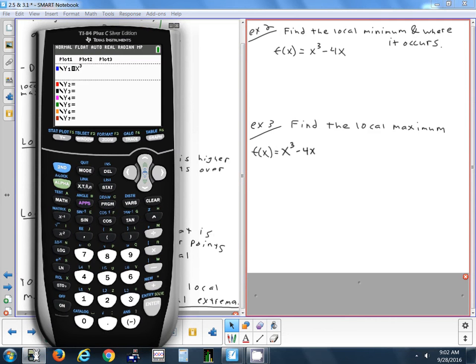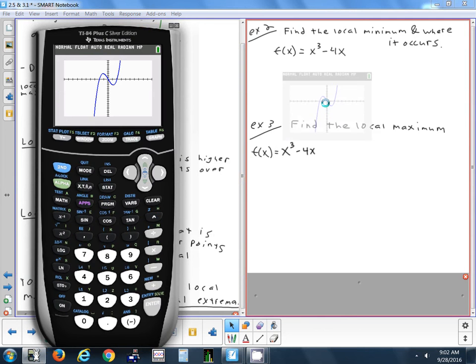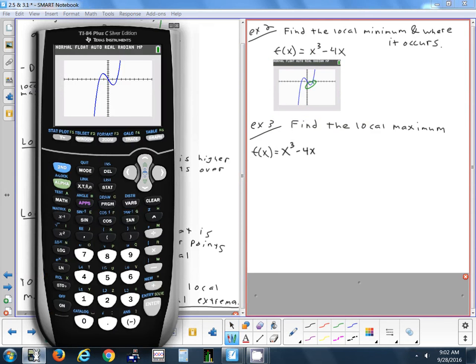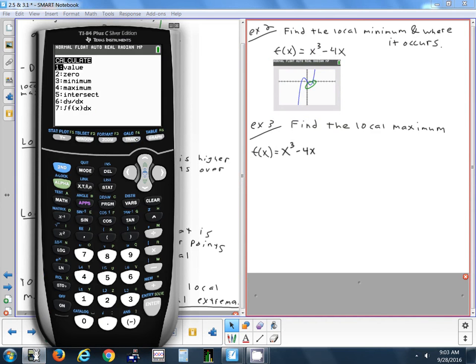X cubed minus 4x. Okay, this is pretty clear. I don't think we need to change our window. We've got a local min right there. So they want me to find what the minimum is and where it occurs. Where it occurs is the x value. What it is is the y value. So just make sure you're clear on that, especially for the test.